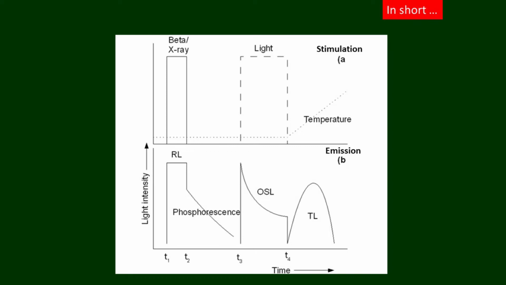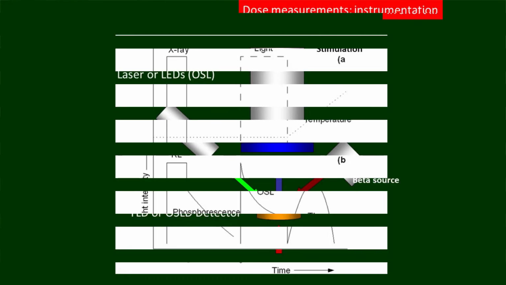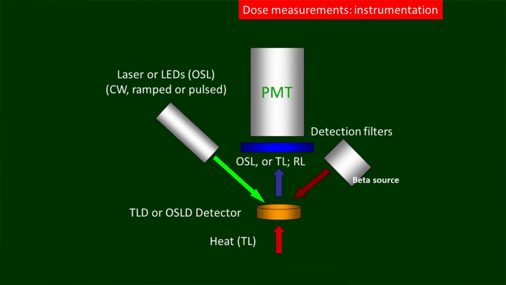OSL decays with time. TL gives you a glow curve picture with a peak. The peak corresponds to the position of a trap in the crystal. So this slide shows dose measurements, the instrumental part.